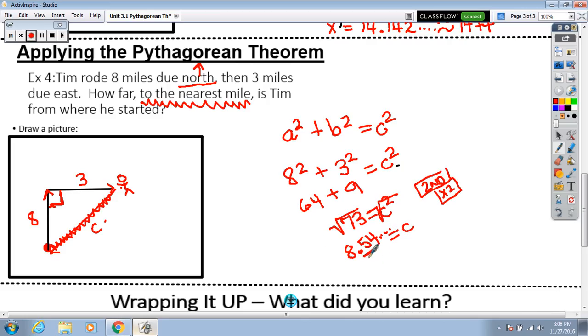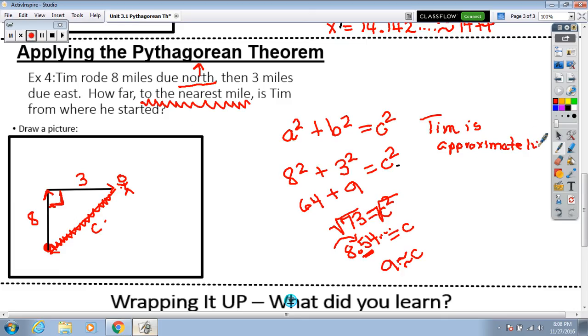So we look behind the 8, since the 8 is the whole number, and it is a 5. This 5 makes the 8 become a 9. So we will again use the squiggly lines because we just rounded. And anytime we round, it is not an exact answer. It is an approximate answer, and that's what the squiggly lines mean. And now we can answer the question. So Tim is approximately 9 miles from where he started.